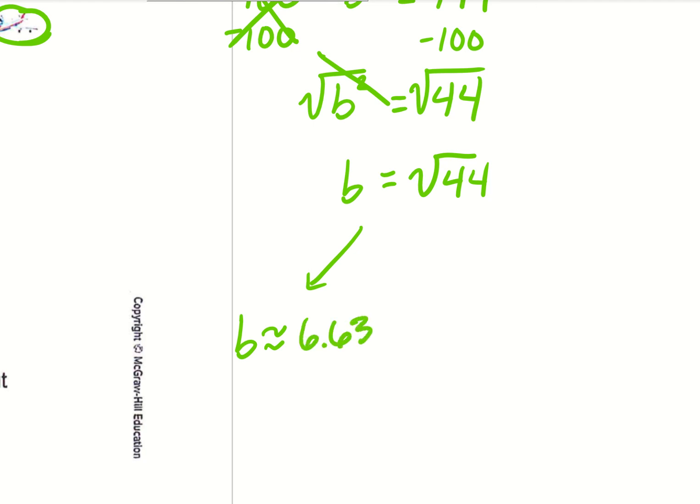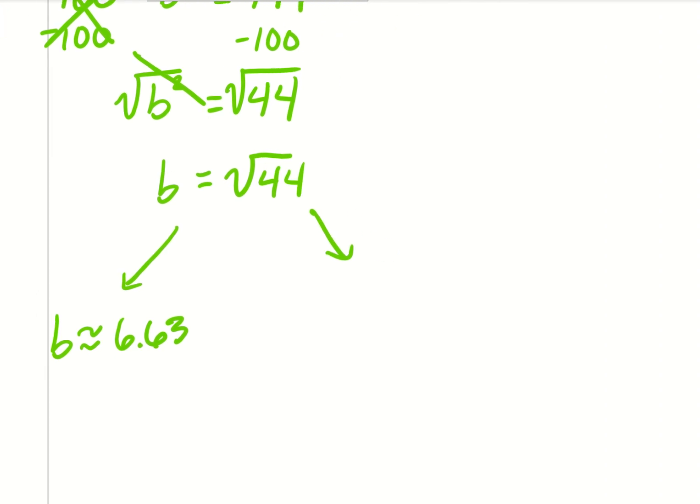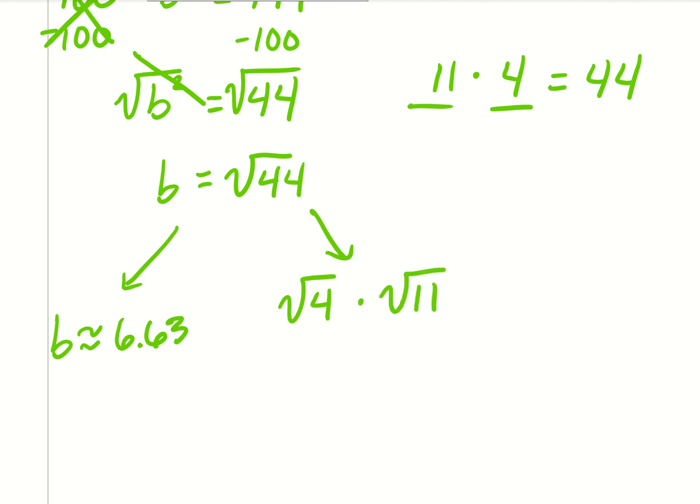I rounded there. I can also, though, use my methods of simplifying radicals that we talked about in class a few days ago. And I can go ahead and find the square root of 44 as a simplified radical. So what I'm going to notice is that I know 11 times 4 equals 44, right? 11 and 4 are both factors of 44. So I'm going to write out the square root of 4 times the square root of 11. And then I know 4 is a perfect square, so the square root of 4 is going to be a whole number, and that's going to be 2.